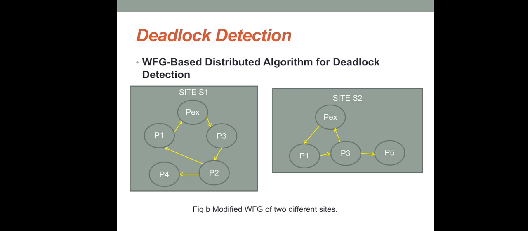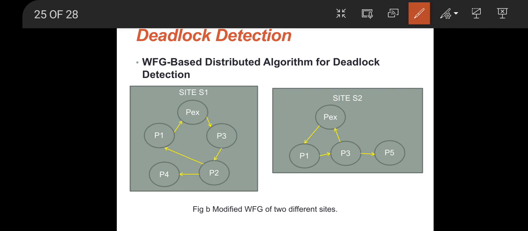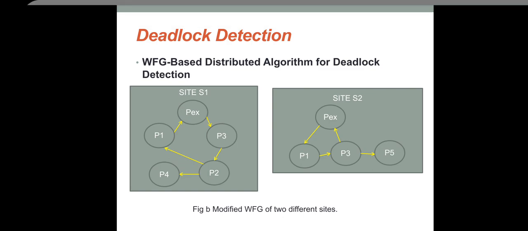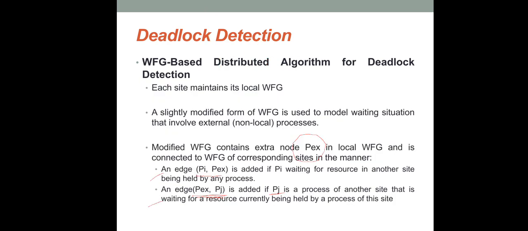Now after constructing the wait-for graph, the site will add an external node called Px, and Px will be added based on the two rules that we have discussed previously. The two rules are: from any process Pi to Px, an edge will be added if Pi is waiting for a resource of another site being held by any process, and Px to Pj will be added if Pj is a process of another site which is waiting for its local process to release the resource.